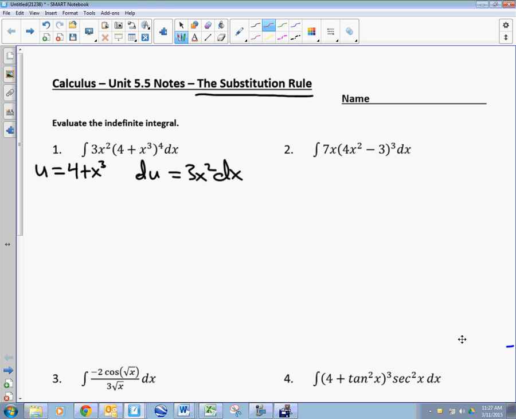If I rewrite the integral, instead of writing 3x squared dx, what can I write instead? Du. Instead of writing 4 plus x to the third, I can write u. So I have substitution pieces that are now in place. I will rewrite the integral. Instead of 4 plus x to the third, I will write u, and u is being taken to what power? The fourth power. Instead of writing the 3x squared dx, I will simply write du.